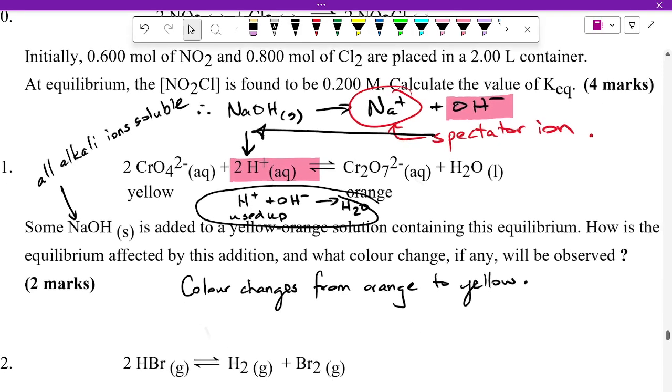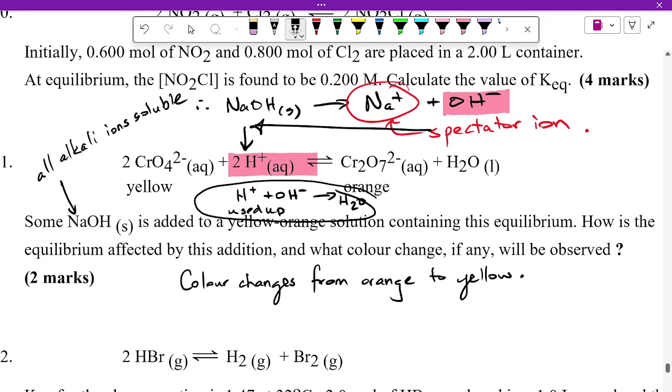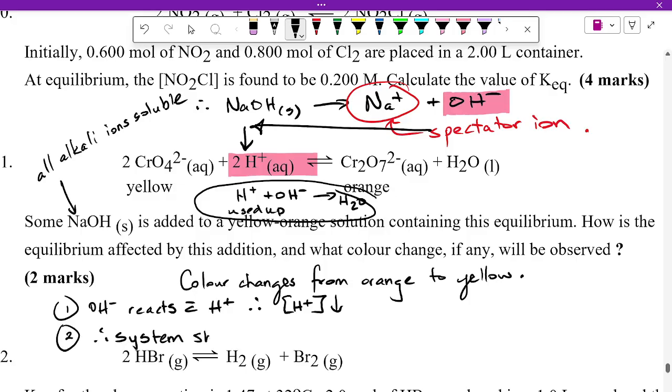So I didn't really write that in a very nice way. I would say, you know, my first point would be OH minus reacts with H plus. Therefore, the concentration of H plus decreases. Secondly, therefore, the system shifts left to make more H plus, sorry. And then 3, the color changes from orange to yellow because we've shifted left.